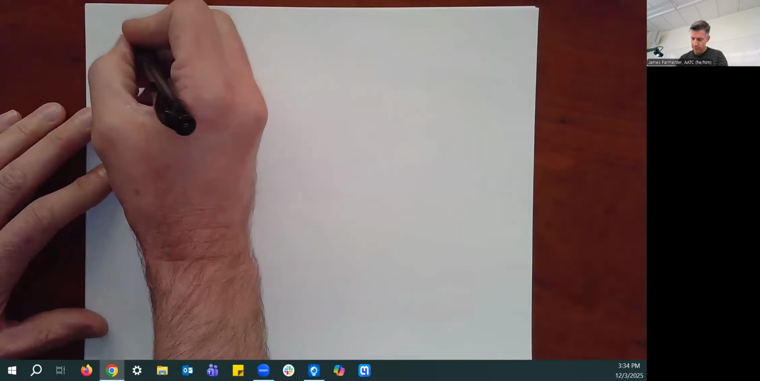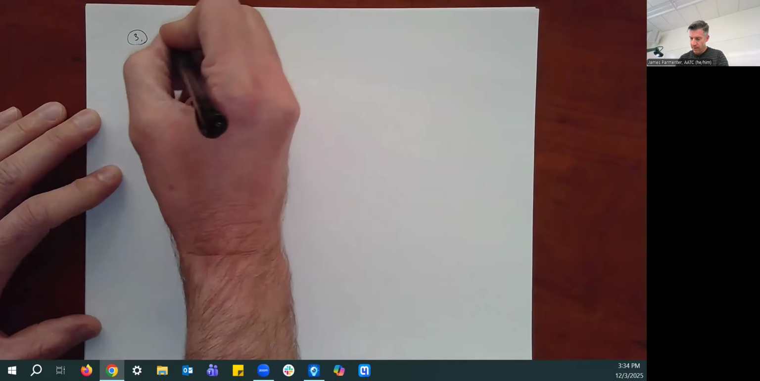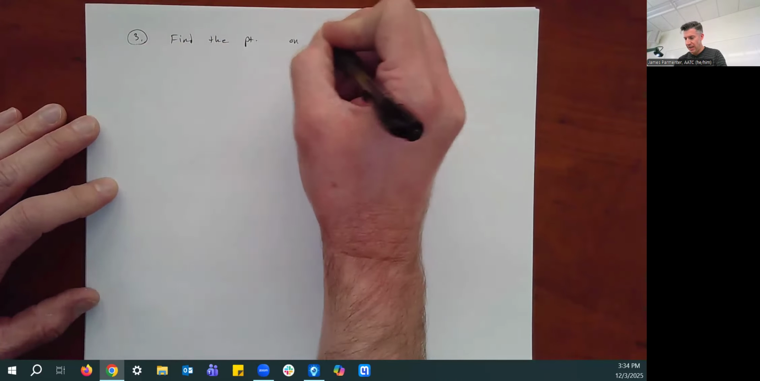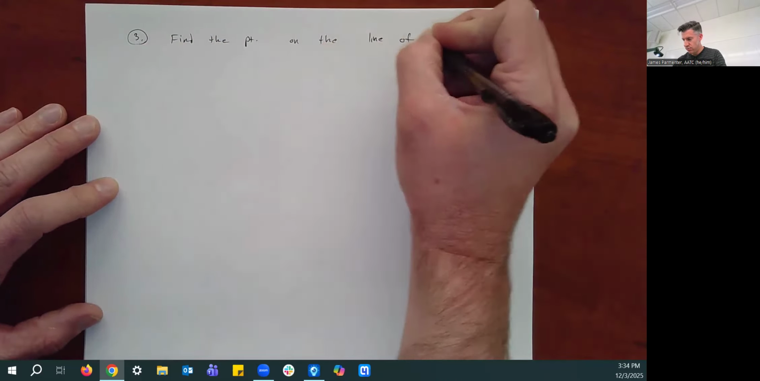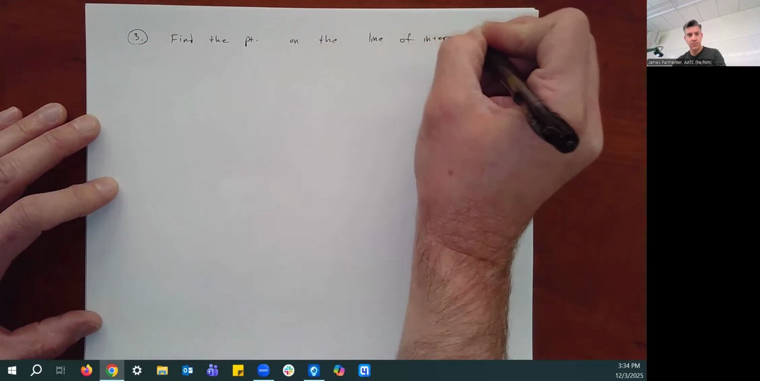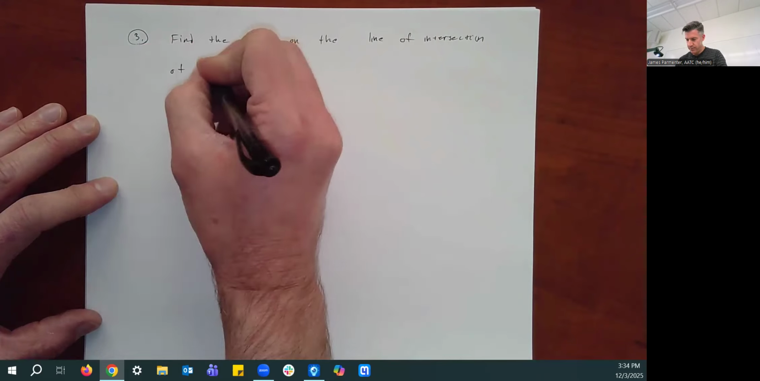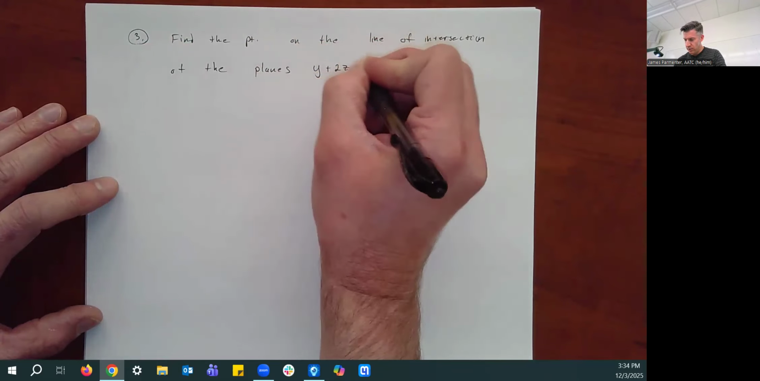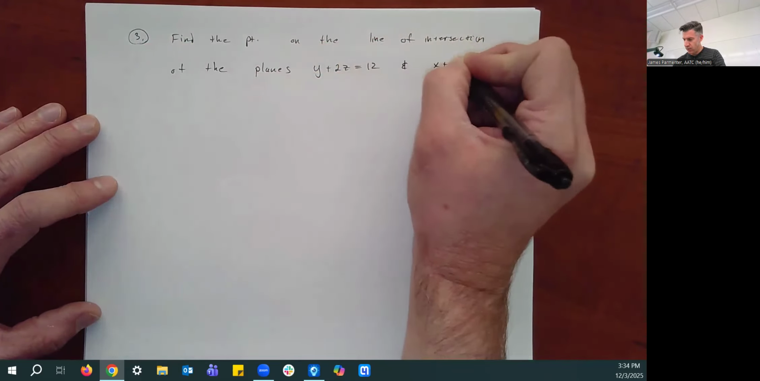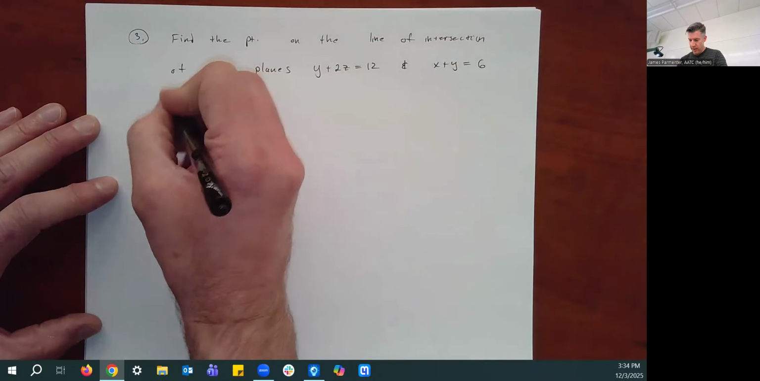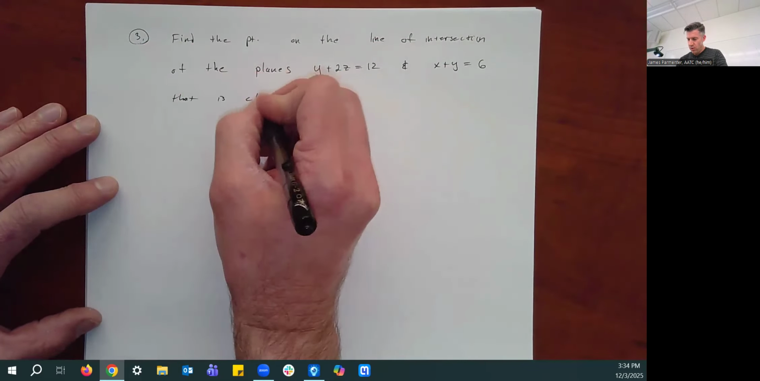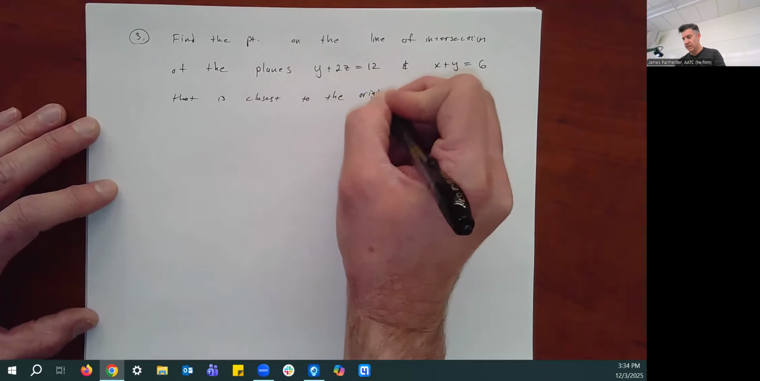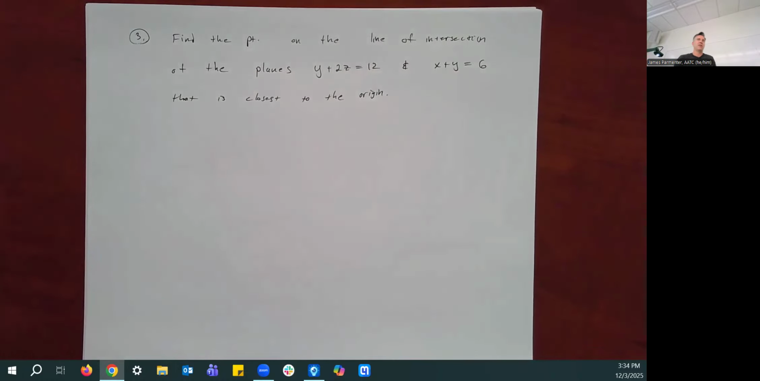So here's another example. We want to find the point, again, a point question, everyone's favorite, on the line of intersection of the two planes, y plus 2z equal to 12 and x plus y equal to 6, that is closest to the origin. You could pick another point to be closest to, but the origin is obviously the easiest point to deal with because the distance formula is the nicest when it's the origin.